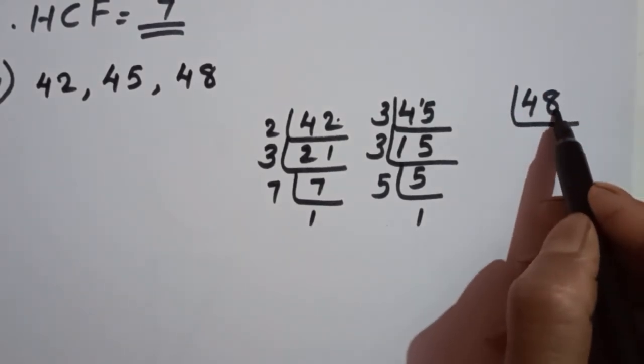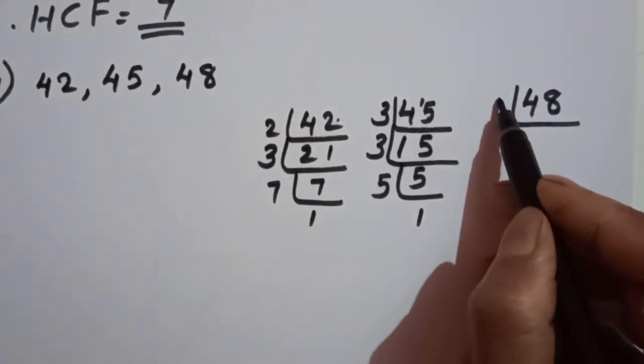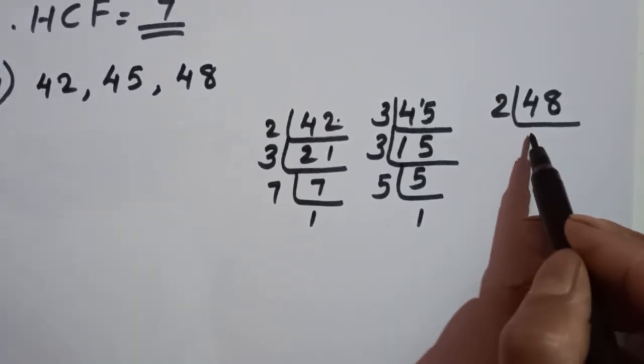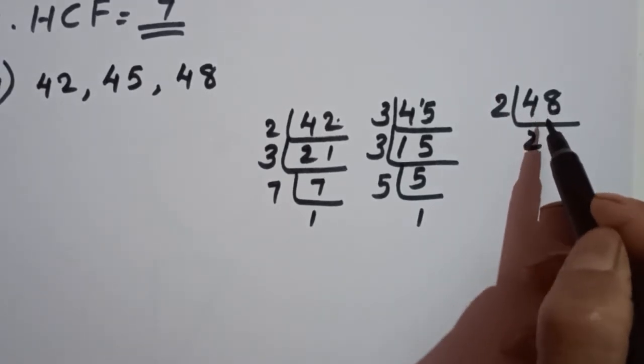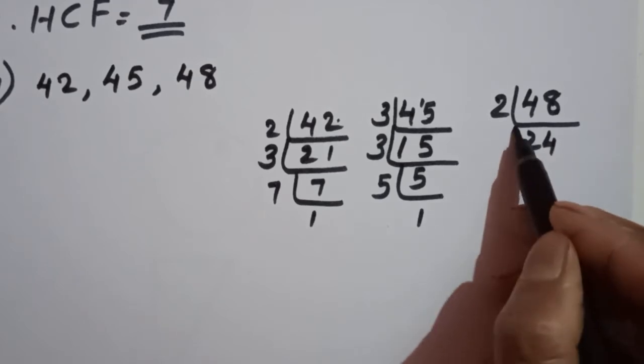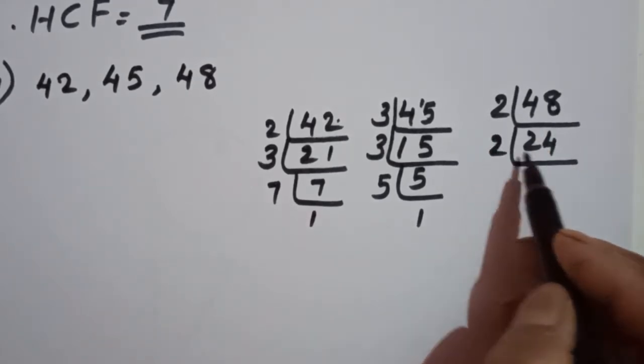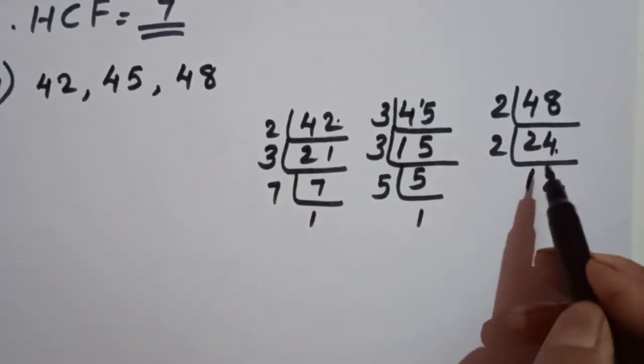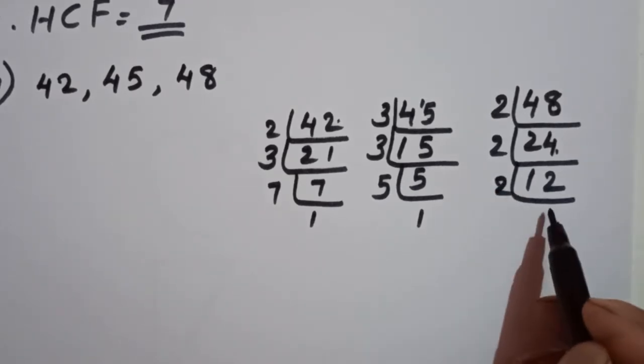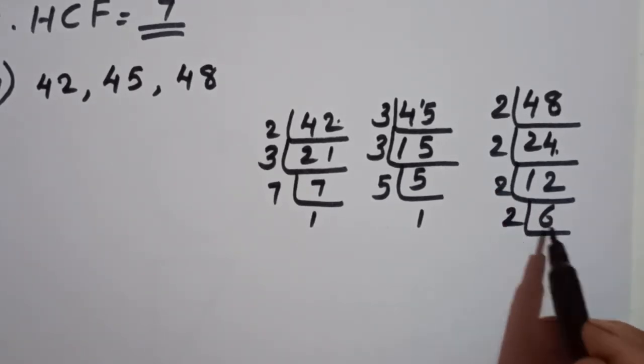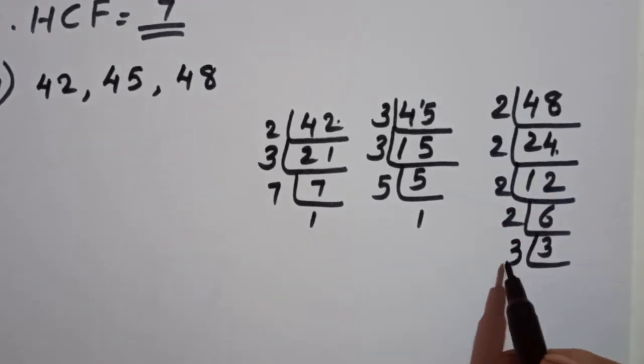So it is divisible by 2 because last digit is 8. 2 twos are 4, nothing remains there. 2 fours are 8. Okay. 2 ones are 2, 2 twos are 4. Again 2 sixes are 12, and 2 threes are 6, and 3 ones are 3.